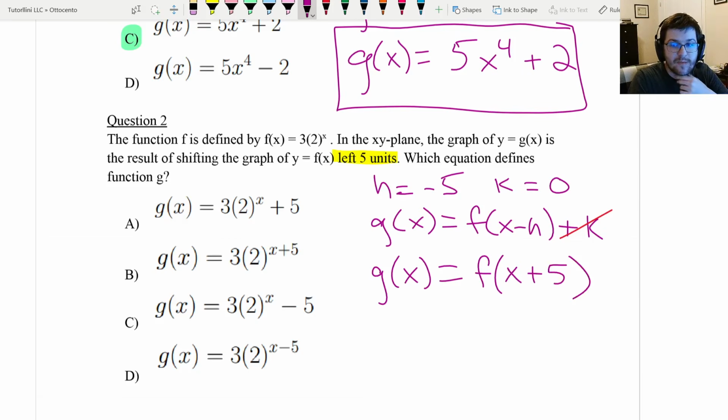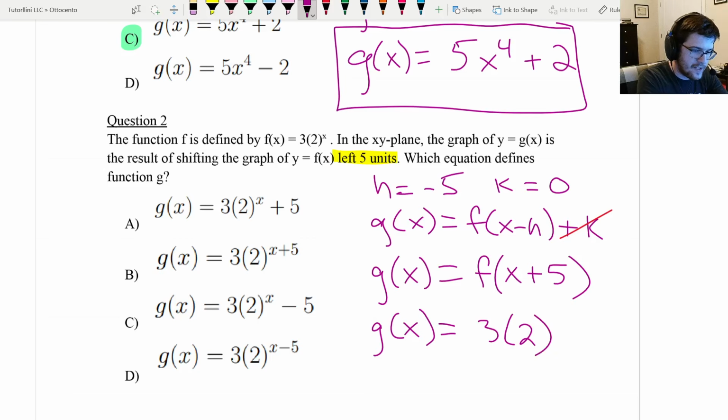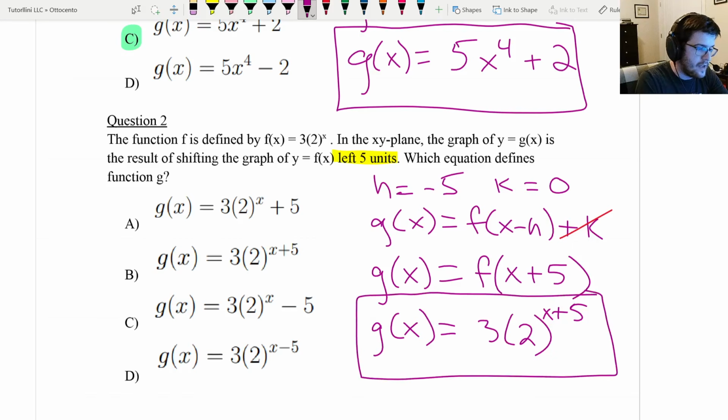And now to find f of x plus 5, we just find everywhere there's an x in the original expression and replace it with x plus 5. So let's do that now. We should get g of x equals 3, 2, and then there's an x in the exponent, so we put an x plus 5 in the exponent. And that gives us answer choice B.